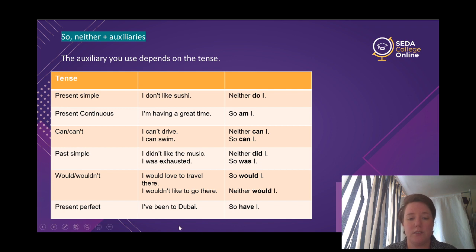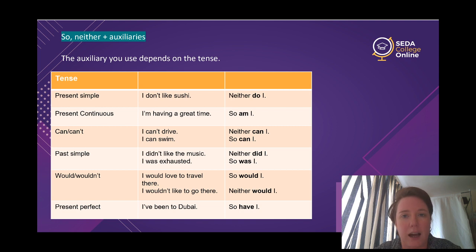If this was negative, you would say I haven't been to Dubai. Then you would say neither haven't I. Okay, so there you go. Or no, sorry, you would say neither have I. Not, see, that's the mistake. So you don't say neither haven't I.